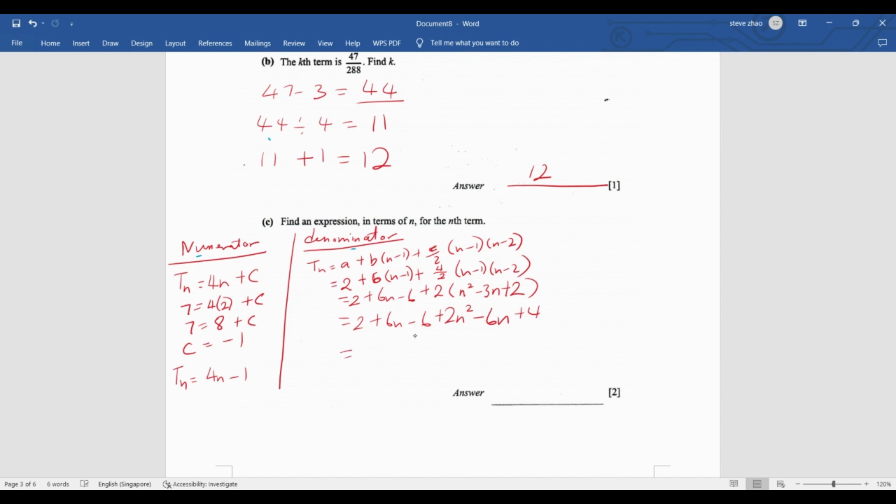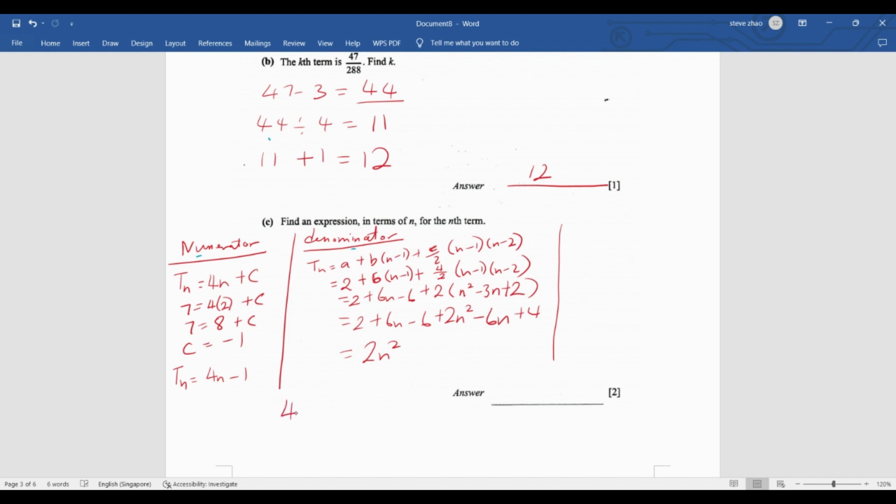Notice the 6n will cancel each other. So I write my 2n square first. 2 minus 6 plus 4. Oh, the numbers also cancel themselves. 2 minus 6 gives minus 4. Minus 4 plus 4 is 0. So it's just 2n square. That's only for the denominator. So what is our final formula?